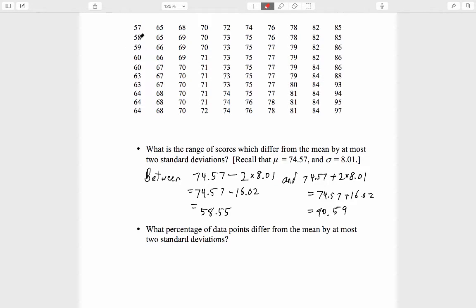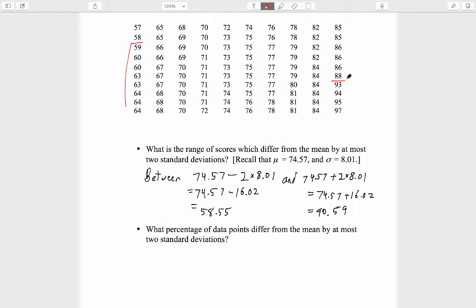Now let's be careful here. Between 58.55 and 90.59 means excluding 58, but including 59. So a score of 58 is a little bit more than 2 standard deviations below the mean. It's a little bit beyond that 2 measuring stick threshold, and a score of 91 would be a little bit too high to fall in this range.